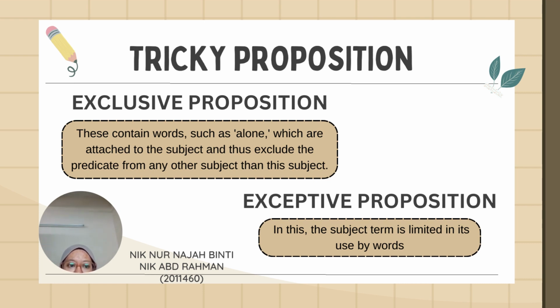For example, God alone is almighty. This is equivalent to God is almighty, so nothing else is omnipotent.